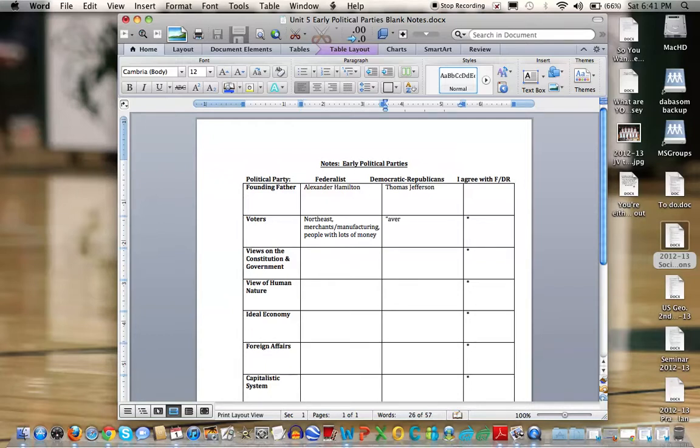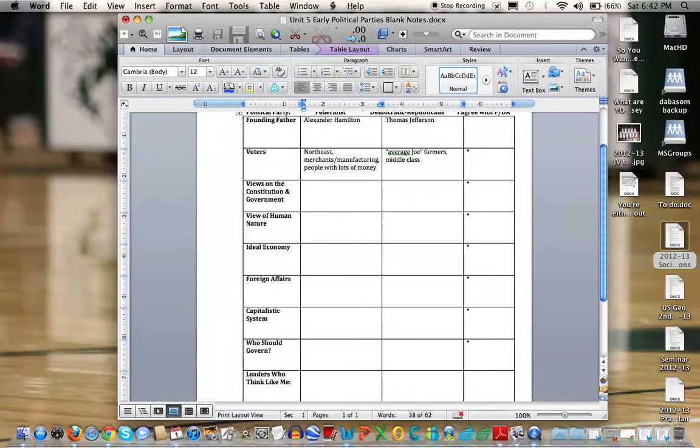Democratic Republicans, on the other hand, were more of what I call your average Joe type: farmers, your blue collar workers, your people who work 9 to 5, so to speak, and your middle class individuals. And so what I'd like for you to do is think about what type of voter you would identify yourself as. Are you a business person, a person who deals with making and creating things, or do you consider yourself to be more of a blue collar, 9 to 5, average Joe type worker? Which one do you think you agree with more? And then in this column, you're just going to put, hey, I either agree with the Democratic Republicans on this or the Federalists. Next, views on the Constitution and the government.